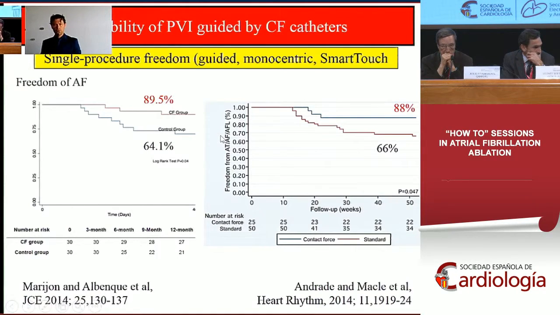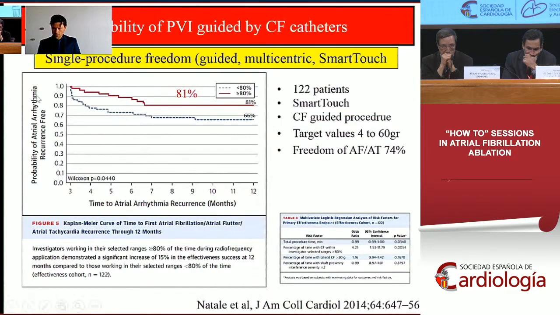In red, the freedom of atrial fibrillation using a contact force catheter compared to black being single procedure freedom with irrigated non-contact force. Similar results after sub-analysis of the Smart Touch trial. If contact force was used reliably, freedom of atrial fibrillation was 81%.